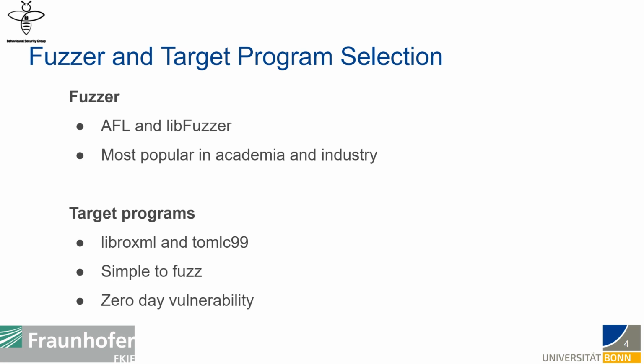For example, AFL is commonly used as a benchmark in research papers, and both fuzzers are used in the Google OSS-Fuzz project. As target programs, or target libraries in this case, we selected libroxml and tomlc99. They are parsing libraries for XML or Tom's Obvious Minimal Language. We selected both libraries as targets as they are easy to fuzz and we were able to find 0-days in them. They are easy to fuzz because they provide an interface to parse a buffer or a file.